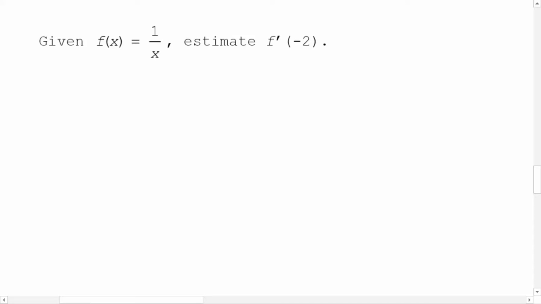So what we could do is, oh, this would be minus 1/2 and minus 1/2. Wait, is this true? Negative 1/2 plus 1 over h is the same as 1 over negative 2 plus h.